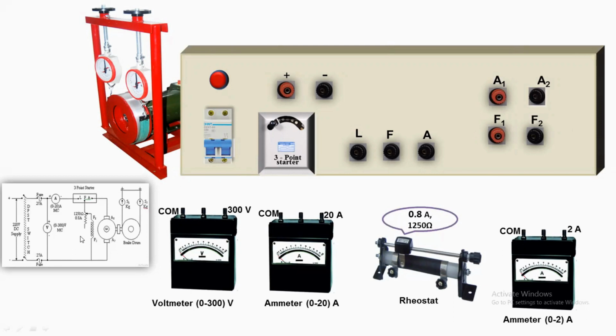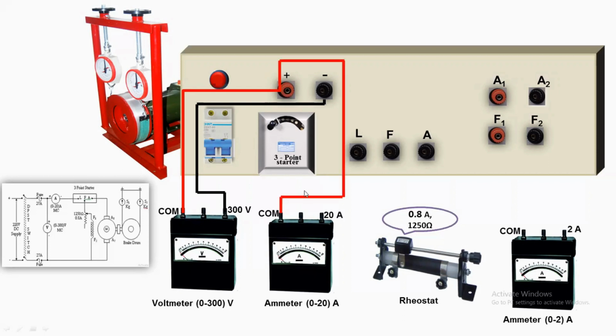Here this is the circuit diagram. First of all, connect the voltmeter across the power supply. That is, the common terminal is connected with positive, then the negative terminal is connected to 300 volt because our range is 0 to 300 volt. This is the voltmeter connected across the power supply. Then the ammeter is connected in series with the power supply. That is, the common terminal is connected with positive, then this 20, because our range is 0 to 20 ampere. This 20 is connected to starter L.